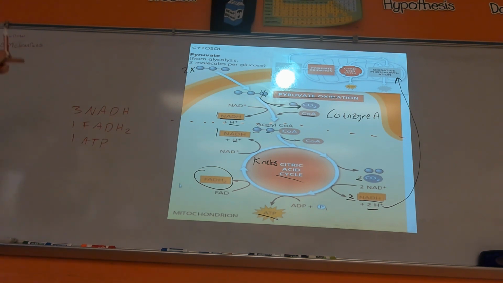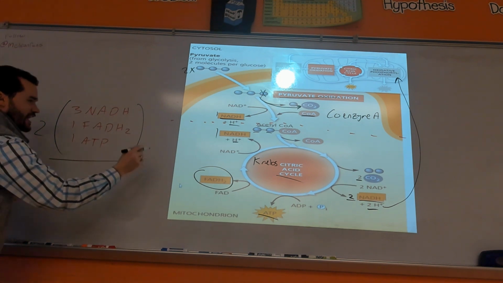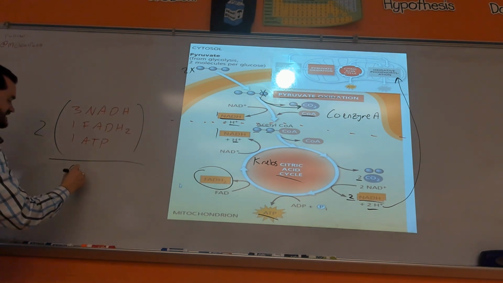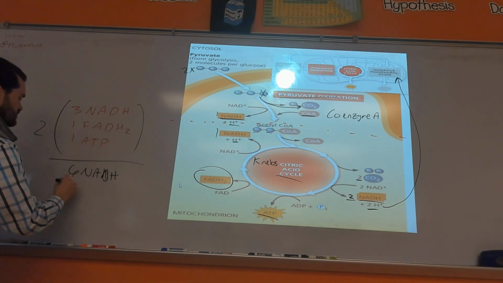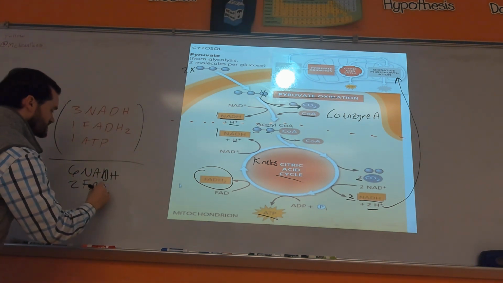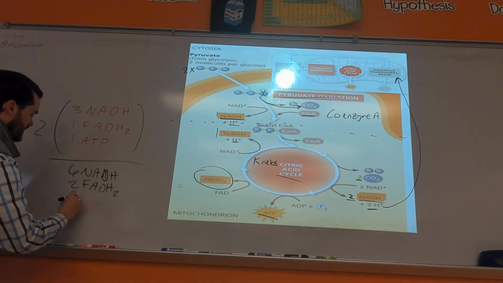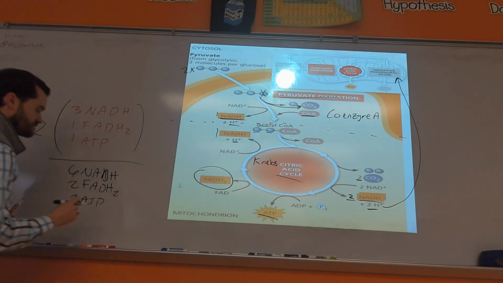Remember, there are 2 molecules of glucose. So this is all happening times 2. So you're actually creating in the citric acid cycle 6 NADHs, 2 FADH2s, and then 2 ATPs.